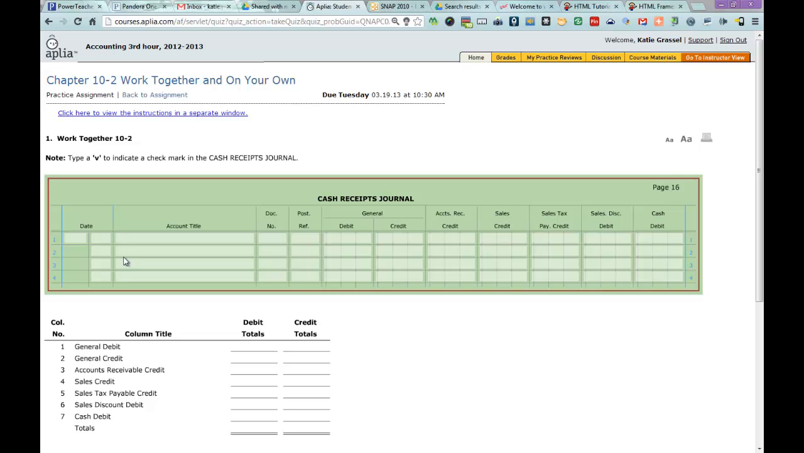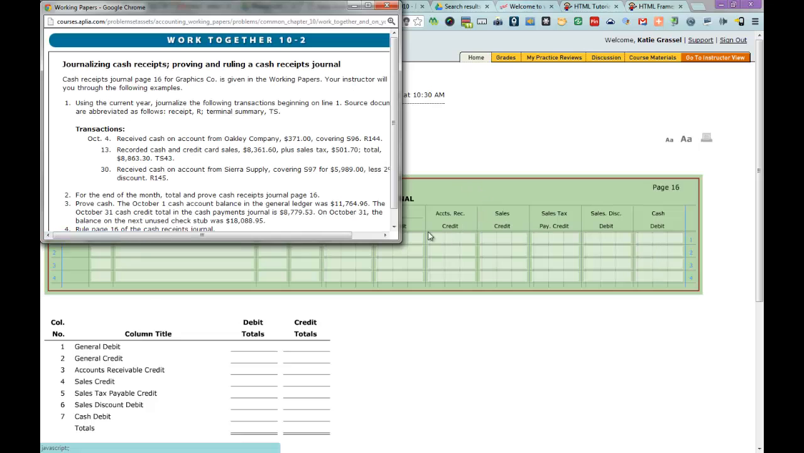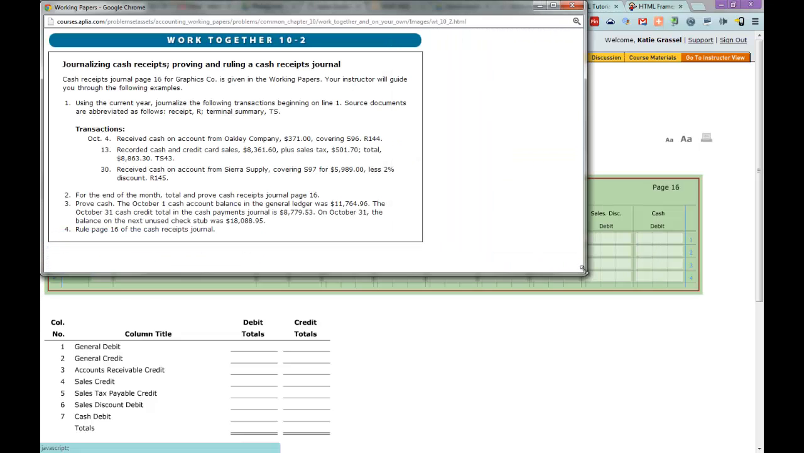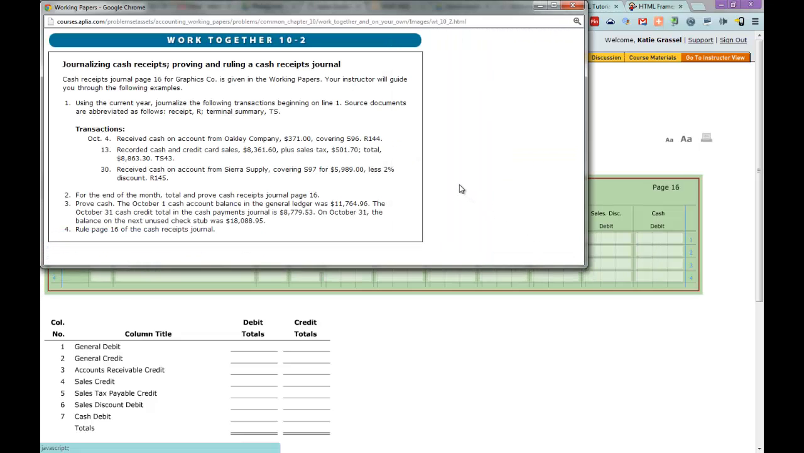Okay, so we're going to take a look at how we put some transactions into our cash receipts journal. We're going to use page 16 for Graphics Company. We're going to use the current year's journal to journalize the following transactions on line 1. Source documents are abbreviated as follows. R for receipt, and now instead of just using a T, we're going to use TS for terminal summary. Basically, that's going to be like the cash register report.